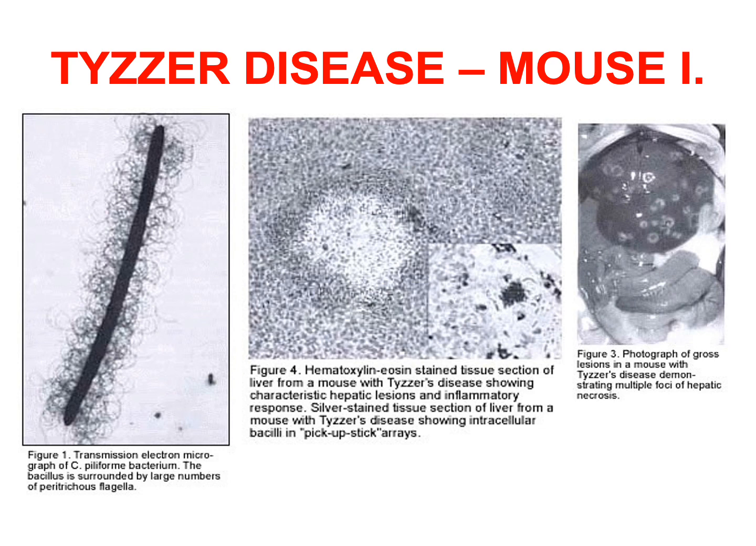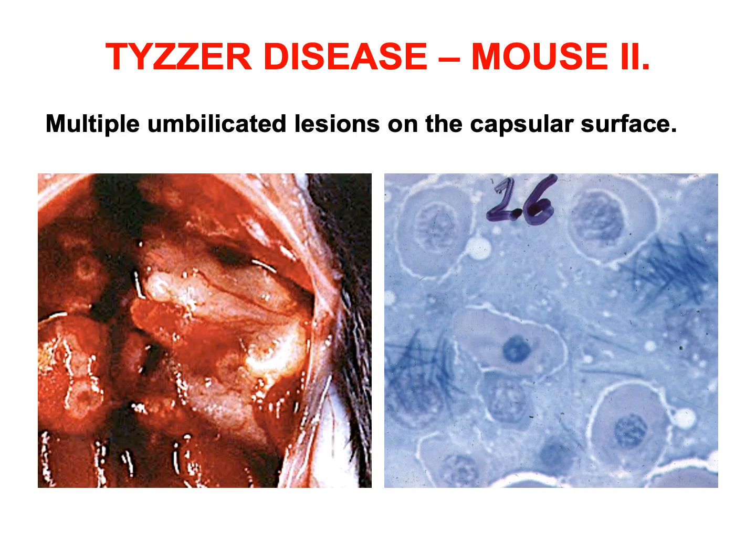Also, another picture of the macroscopic hepatic necrosis. This is a mouse liver, with multiple umbilicated lesions on the capsular surface in your left picture, and on the right side you can see the intracellular bacteria, the filaments of the bacteria.